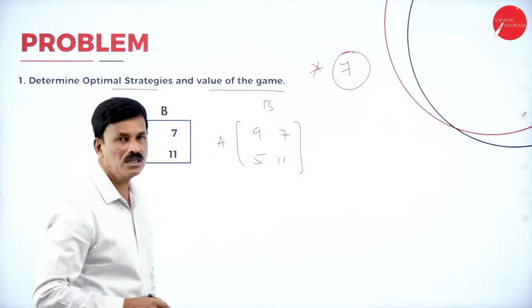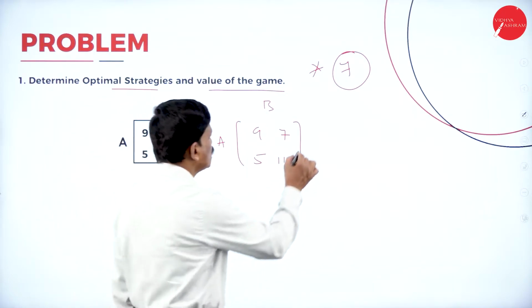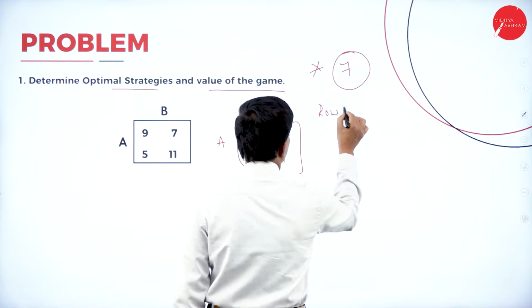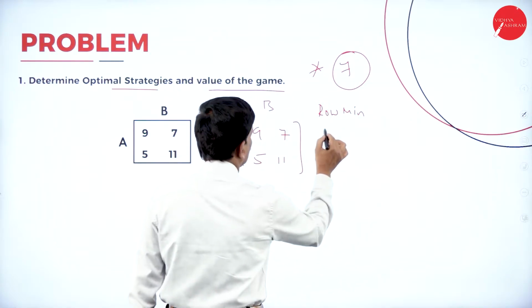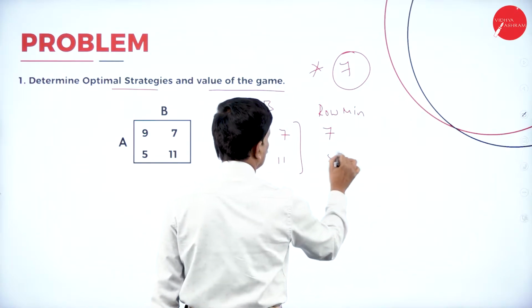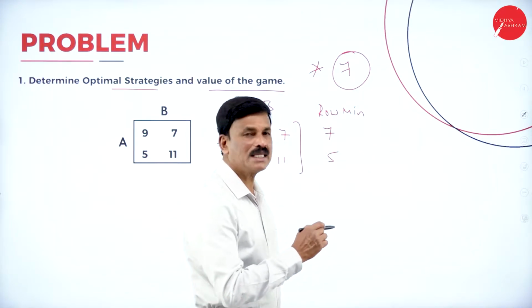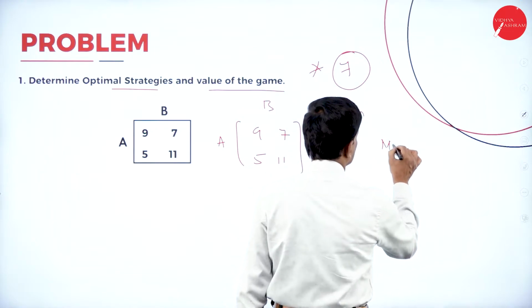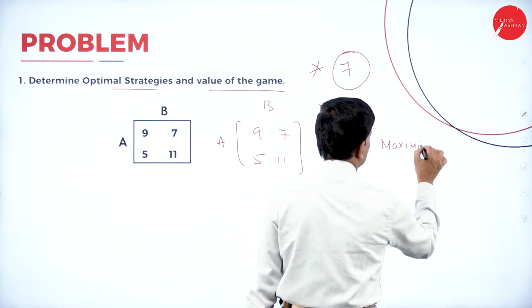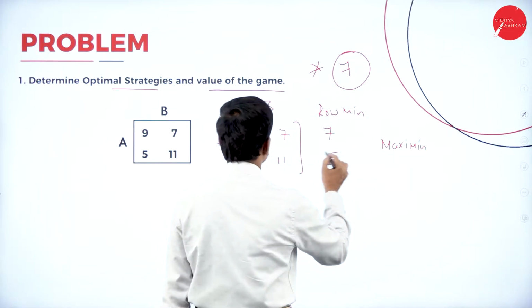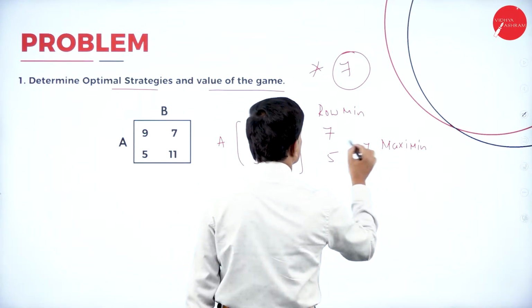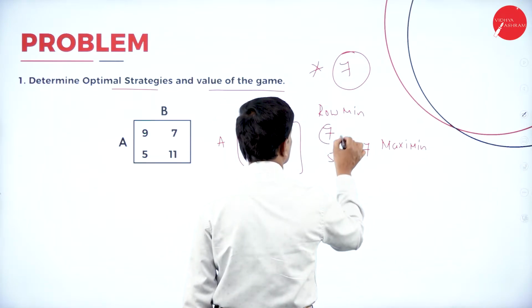Now find out the maximin and minimax values. Let us find out the row minimum. The row minimums are 7 and 5. And find out the maximum value, that is the maximum in this minimum. What is the maximum in this minimum? Maximum is 7. 7 is the maximum in this minimum value.